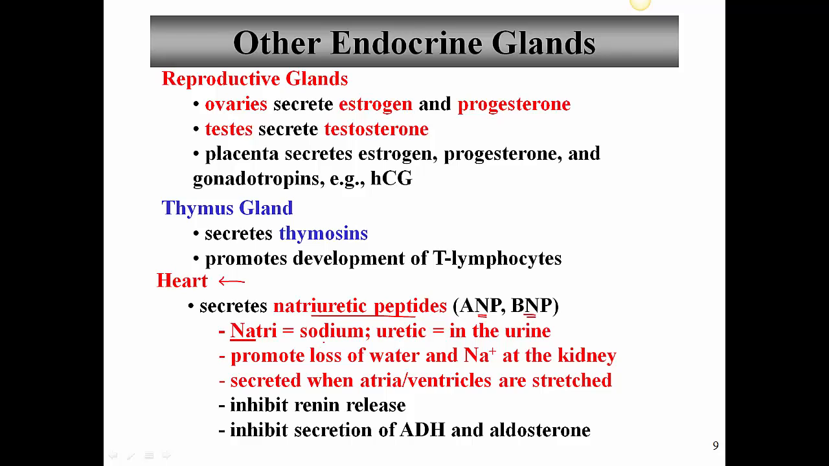What natri means is sodium. Remember, the chemical symbol Na for sodium comes from the Latin name for sodium, natrium. Uretic means in the urine. So literally, natriuretic means to put sodium in the urine.